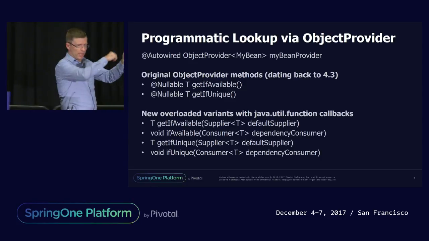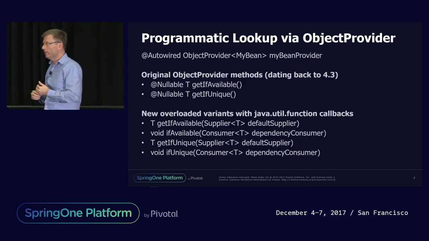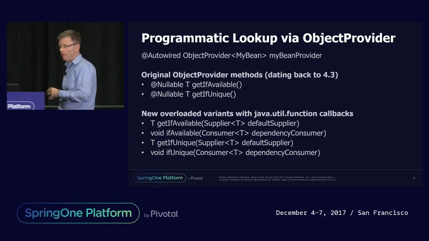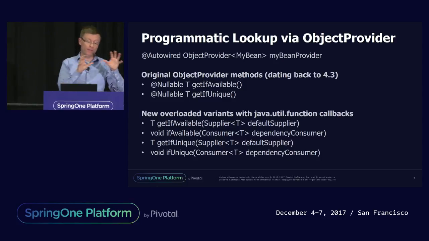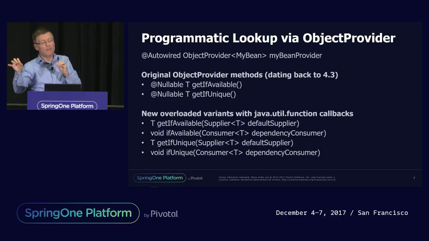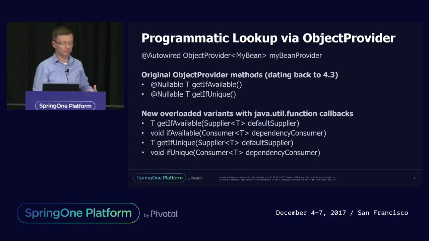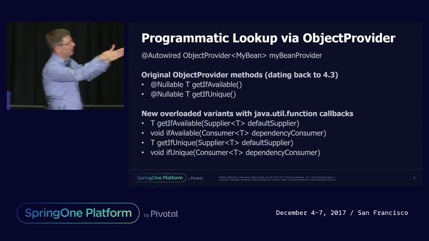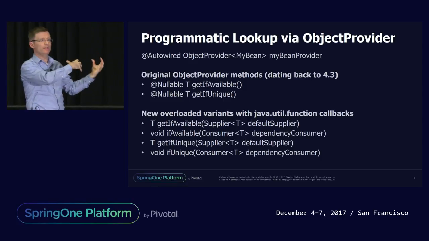In addition to actually annotating them with @Nullable now, we overloaded new variants, which are pretty useful. We have a getIfAvailable with a default supplier. So if available, I want the target object from the application context. If not available, here's a supplier, usually an inline lambda expression or a Java 8 method reference, producing the default instance that I'm going to use from here on, which allows this getIfAvailable supplier signature to be non-null, right? It always returns a concrete instance.